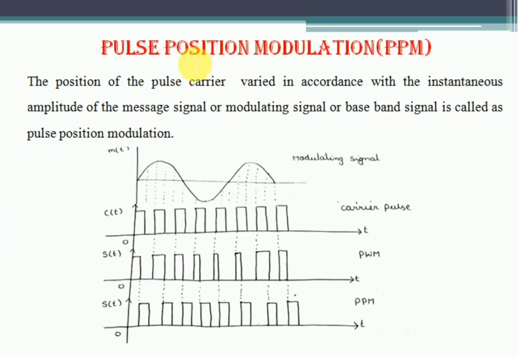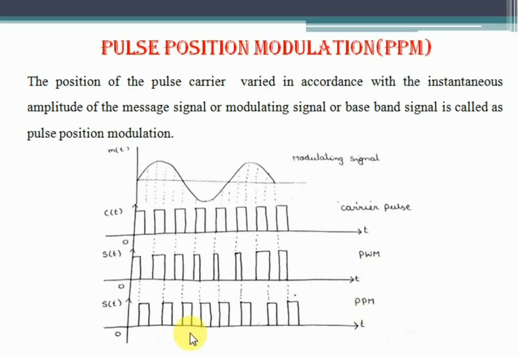Now next, see the concept of pulse position modulation. The definition is, the position of a pulse carrier varied in accordance with the instantaneous amplitude of a message signal, or a modulating signal, or a baseband signal, is called pulse position modulation. Here, to draw this PPM signal, first we have to draw the waveform of a PWM. How we draw the waveform of a PWM I have explained in the previous slide. Now see how to draw the waveform of a PPM signal.